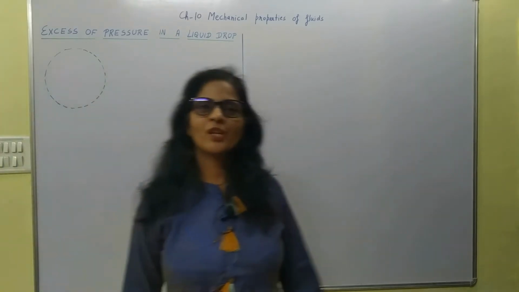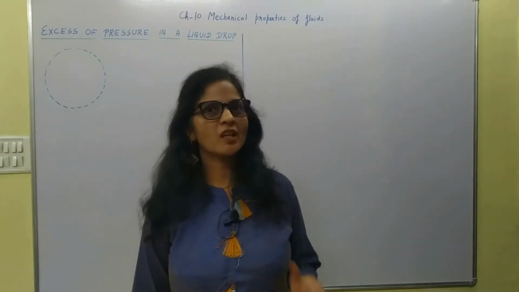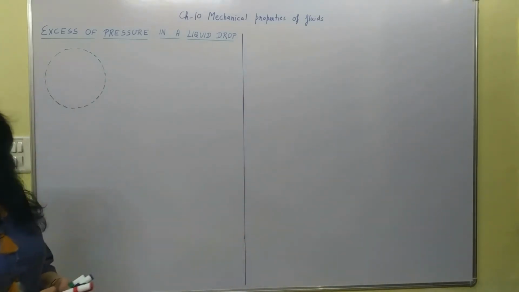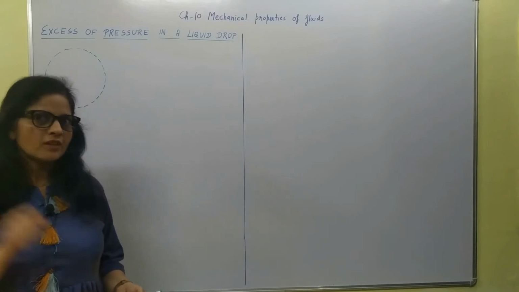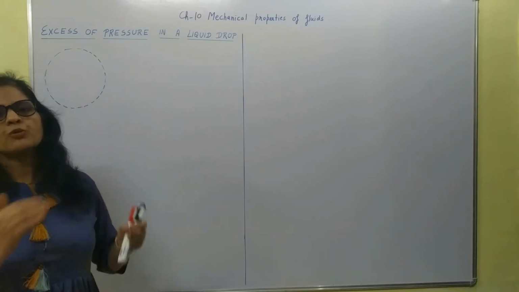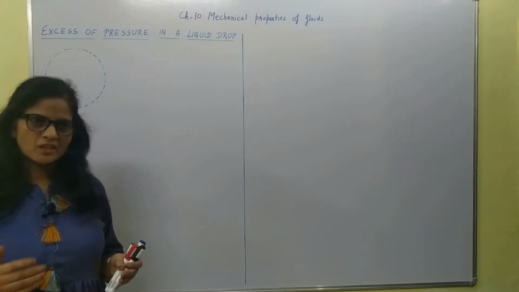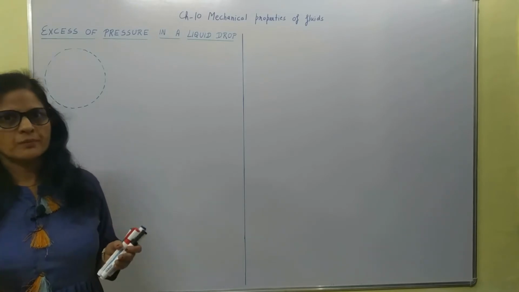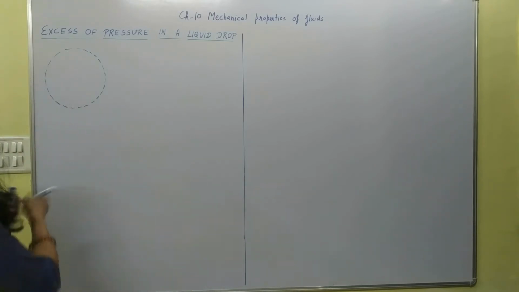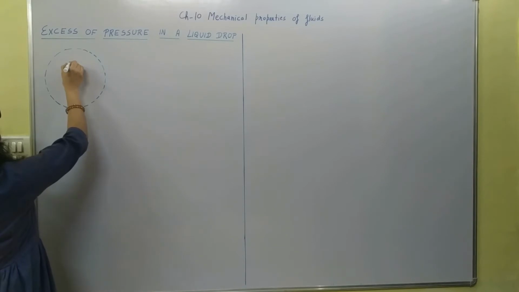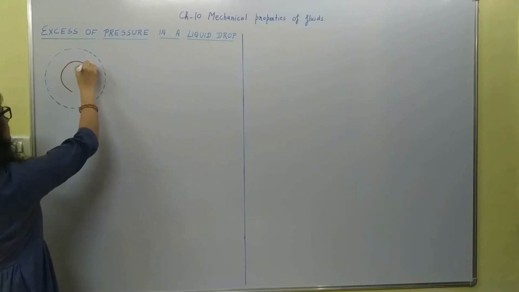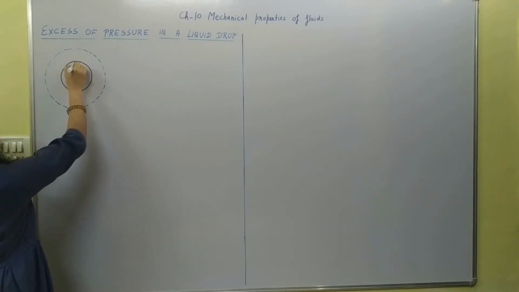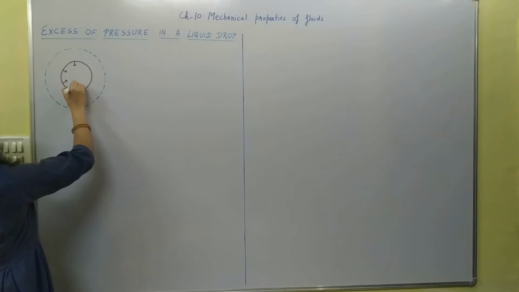Hello everyone. Today we will calculate the excess pressure inside a liquid drop. We know that due to the surface of the liquid, the molecules will experience an inward force due to surface tension. So to counterbalance that force due to surface tension, there is some excess pressure inside the liquid drop to keep it in equilibrium. So you can say that if this is the drop, this force is acting inside due to the surface tension.